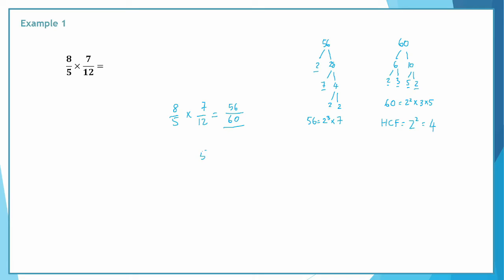So we're going to take 56 over 60, and we're going to divide the top by 4, and we're going to divide the bottom by 4 as well. And that's going to give us 56 divided by 4 gives us 14, and 60 divided by 4 gives us 15. And that's our fraction in its simplest form.